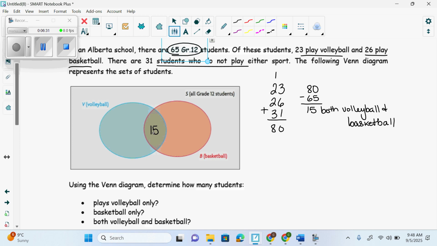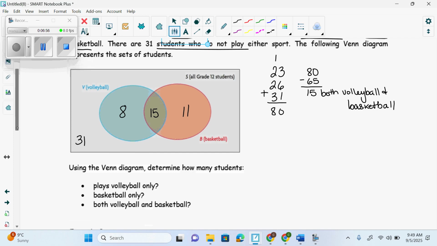How many are in the volleyball only? Guys, pay attention, please. How many are in the volleyball only? How do we figure that out? 23 minus 15, which is 8. And then the basketball only? 26 minus 15, which is 11. And how many are on the outside? 31.